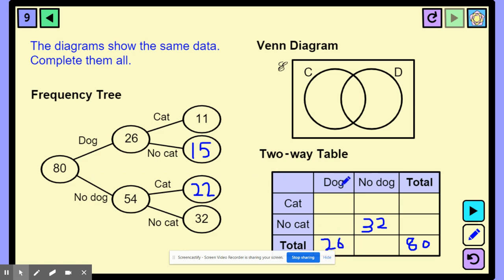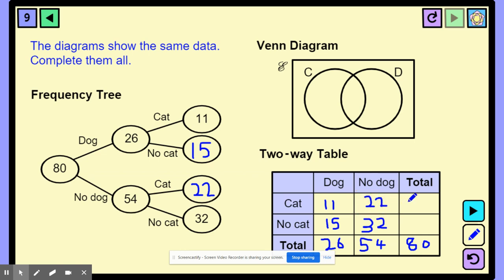Okay, and out of the people with dogs, we know that 11 of them then had a cat, and we worked out that 15 had no cat. Okay, then we know with the no dog people that there are 54 in total, so I can pop that in down here, and we know 32 of them had no cat, and we worked out earlier that 22 of the no dogs do have a cat, so they would go in there.